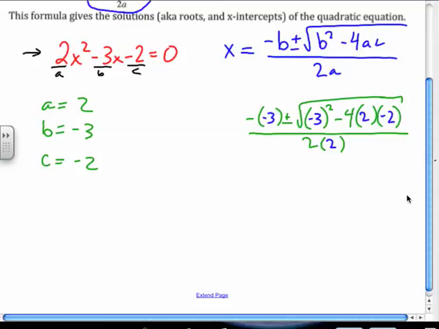Now, let me try and simplify this. I'm going to get 3 plus or minus the square root of 9. Oh, I don't need those parentheses. Plus or minus the square root of 9. And then I look at the number of negatives behind that b, and I see that there are two, one here and one there. So I know that once I multiply all that, it's going to turn positive. 9 plus 16. Oh, those teachers, they're so awesome. They're going to give us a perfect square.